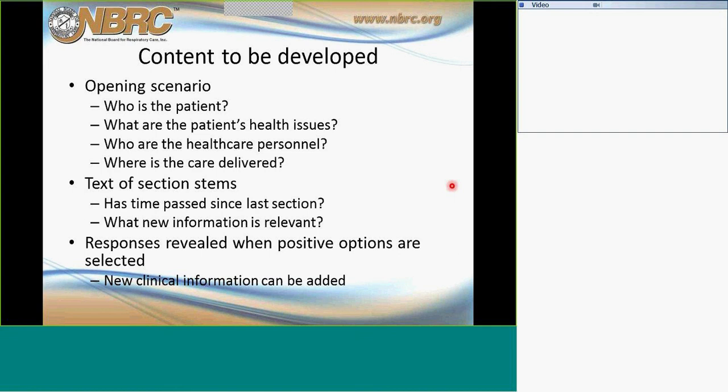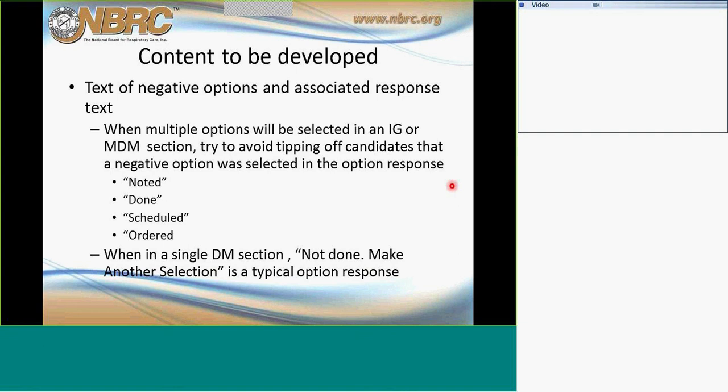And then also in the stem of that new section, what new information is relevant to making whatever decision is going to be made, or what information is going to be gathered. It's also important to remember as a content developer that one can make use of the option responses to add new information. And that can be a useful and subtle tool for informing a test taker about some new piece of information that has just become available.